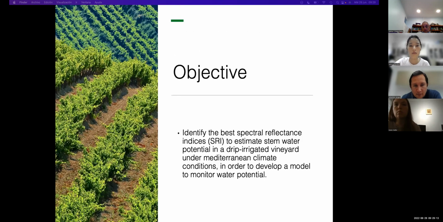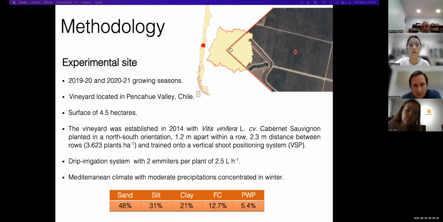So the main goal of this study was to identify the best spectral reflectance indices to estimate the mid-day stem water potential in a drip irrigated vineyard growing under Mediterranean semi-arid conditions. The experiment was conducted during the 2019 to 20 and 2020 to 21 growing seasons, from anthesis to harvest, in a drip irrigated Cabernet Sauvignon vineyard located in the Pencahue Valley here in the Maule region of Chile, trained on a VSP system with a soil of loamy texture.